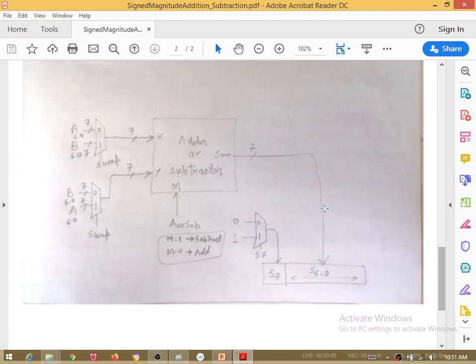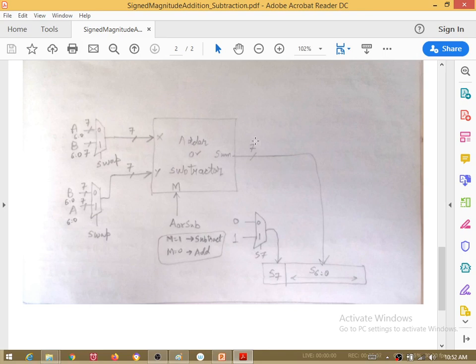Okay, now let's look at the overall schematic. So here I have a 7-bit adder. The 7-bit adder has two operands X and Y. This is an adder cum subtractor, which means that my carry in, which is referred to as the signal M over here, if M is equal to 1, I will say that I am going to do X minus Y. If M is equal to 0, I am going to do X plus Y.